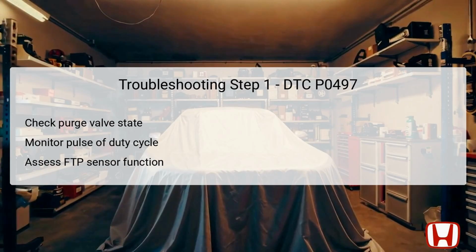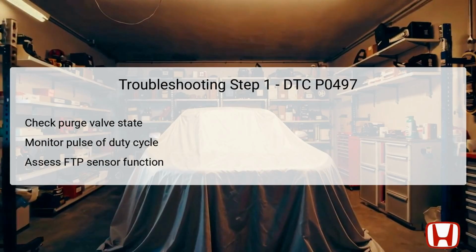The first step in troubleshooting DTC P0497 involves checking the condition of the EVAP canister purge valve. By determining whether the valve is functioning correctly, you can confirm if the vehicle is achieving the necessary vapor purge flow. You need to monitor the pulse of the valve's duty cycle. If a pulse is transmitted to the fuel tank pressure (FTP) sensor, it indicates that the purge flow is normal.